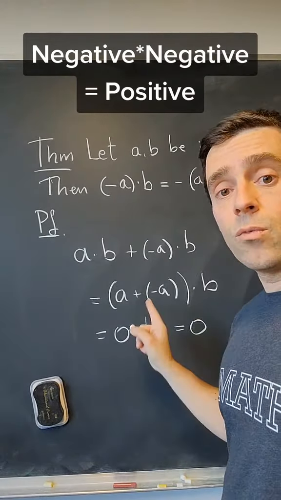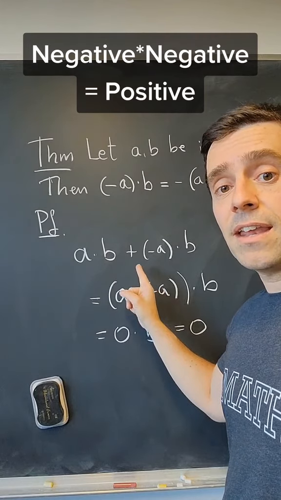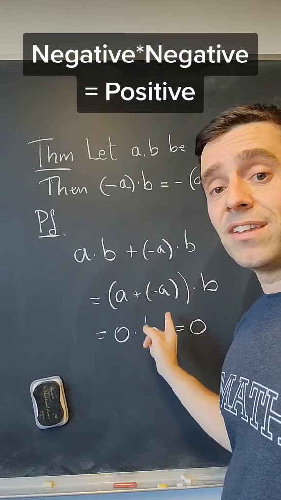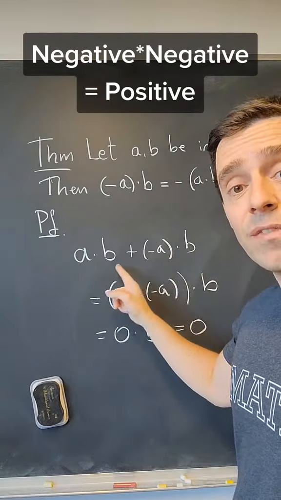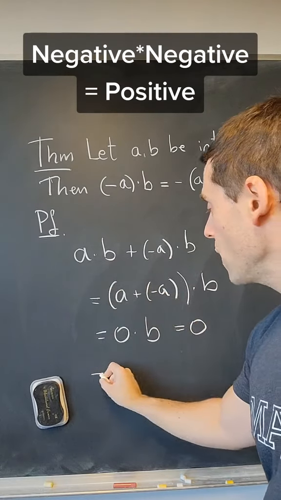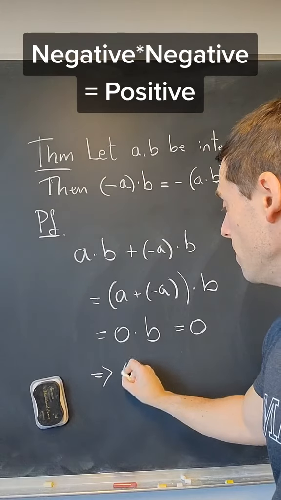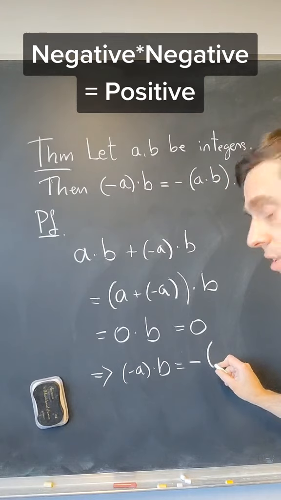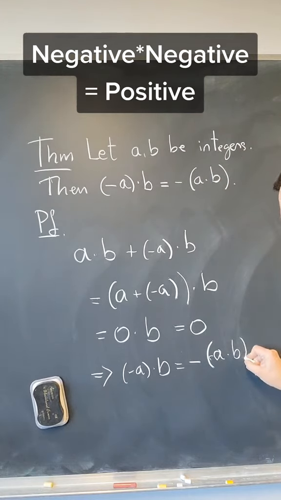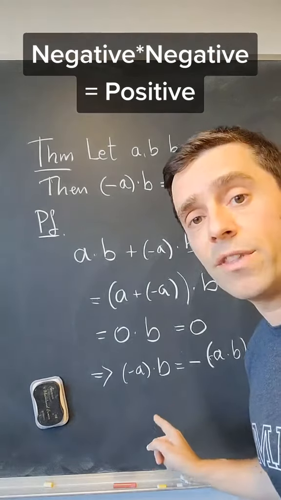Why are we done? We are done because this means that this number plus this number is 0, so this number here has to be the additive inverse of a times b. So that implies that (-a) times b is the additive inverse of a times b. Okay, so that's the end of this proof.